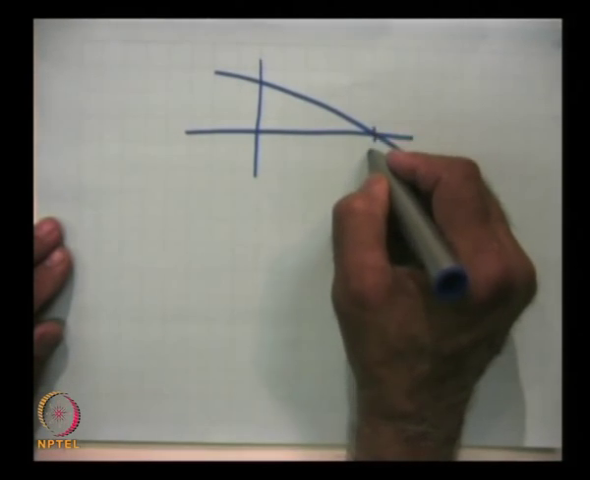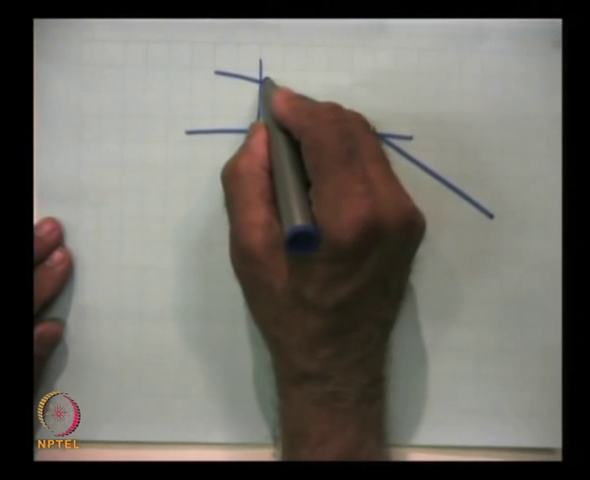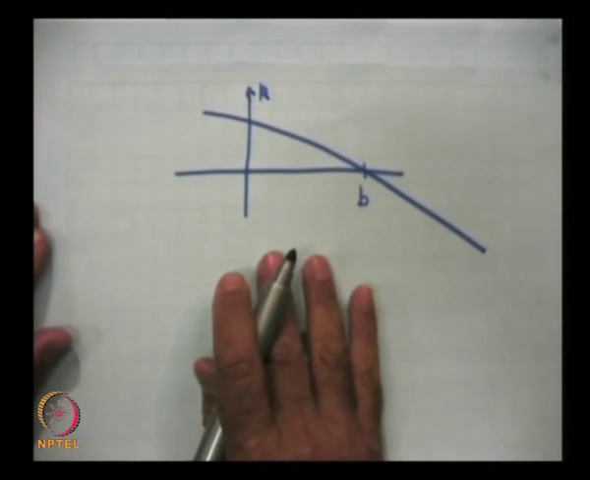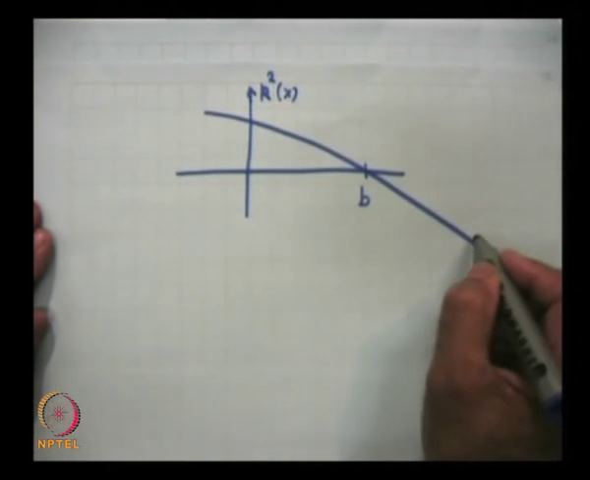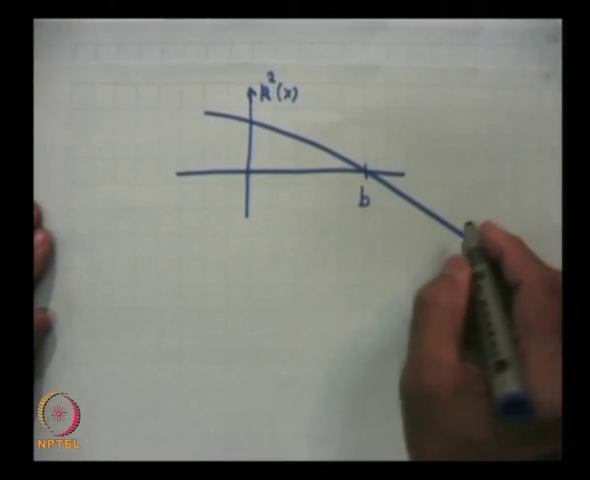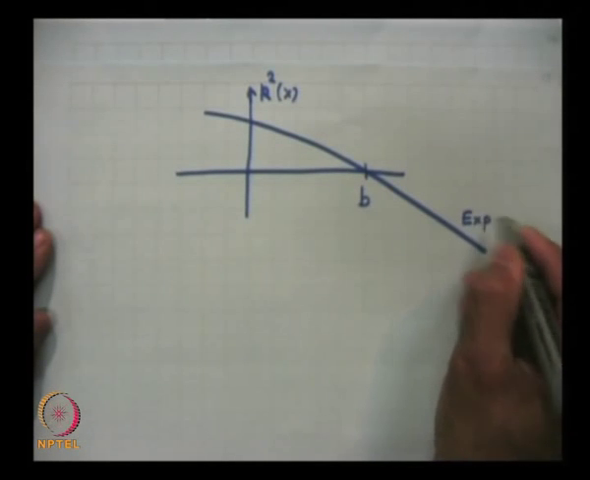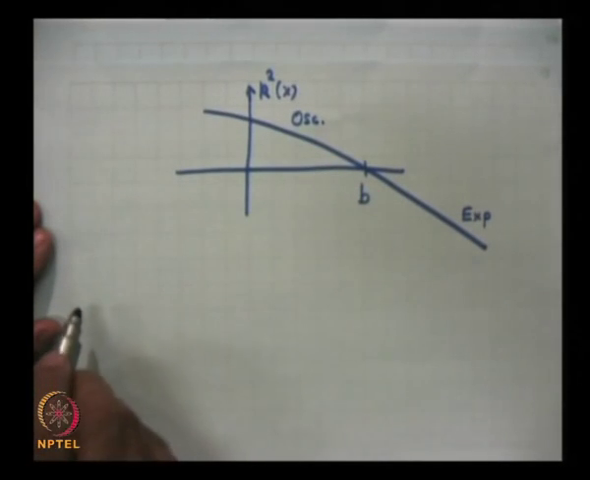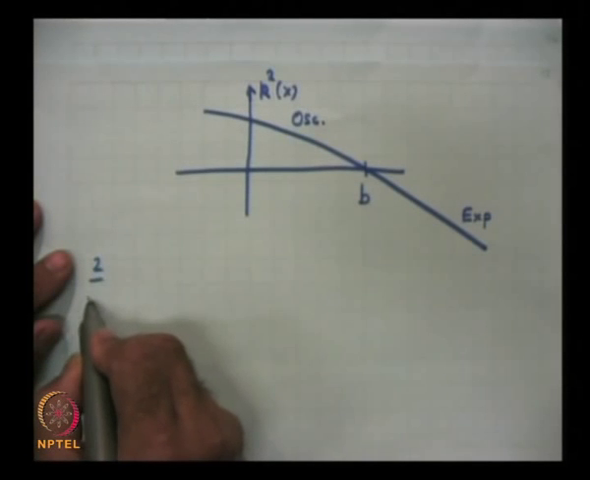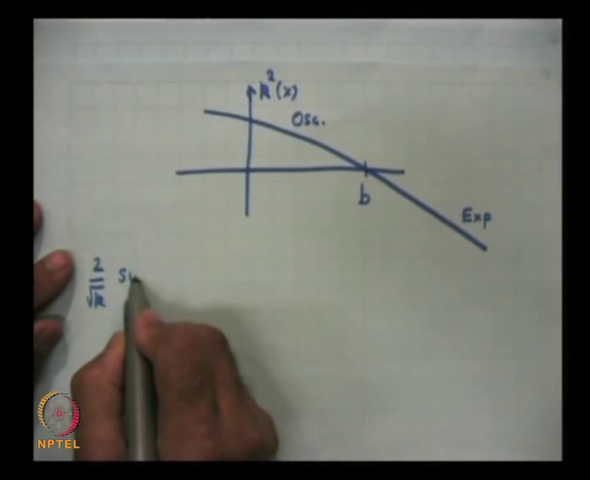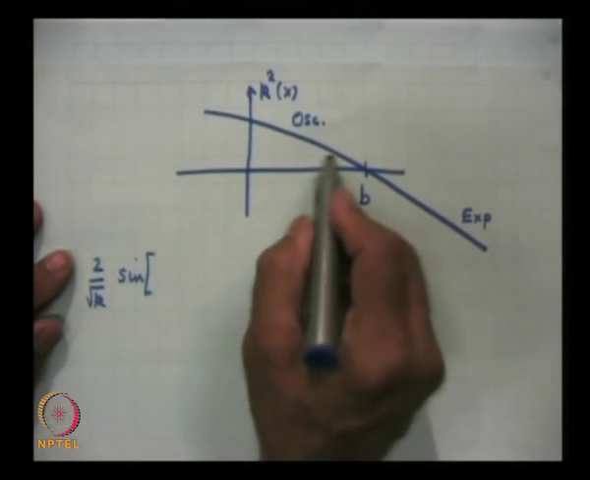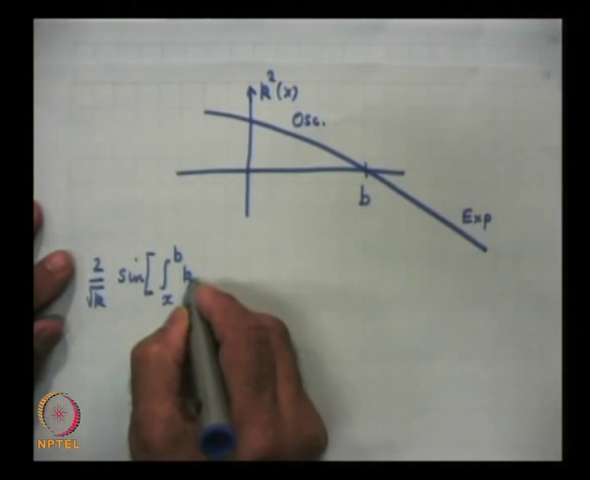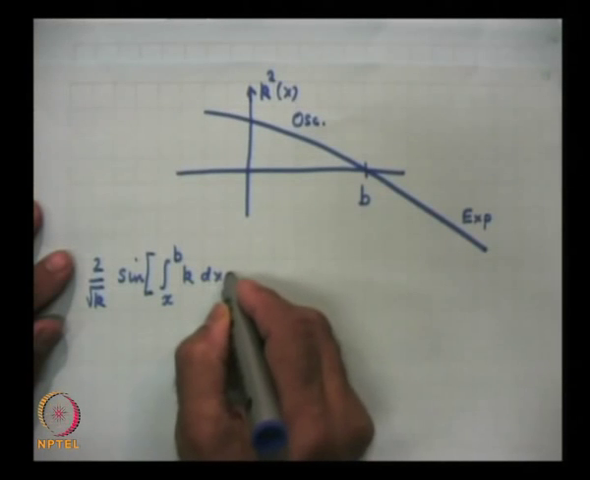So, let us suppose this is a turning point and you have oscillatory solutions here, because k square of x is positive here, and k square of x is negative here. So, here these are exponential solutions and here there are oscillatory solutions. So, here we will write like this. In this region, we will write 2 by root k sine of, please see the limits now, x is now less than b. So, it is integral x to b of k of x dx plus pi by 4.